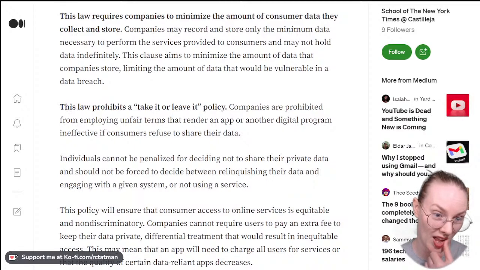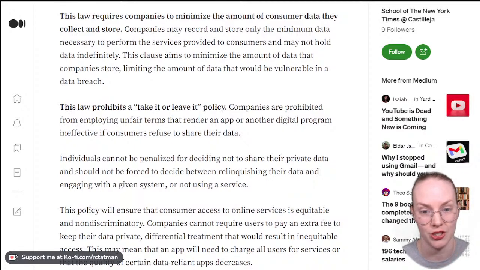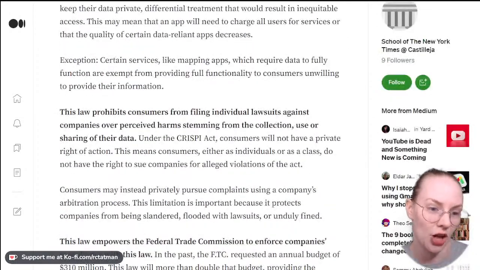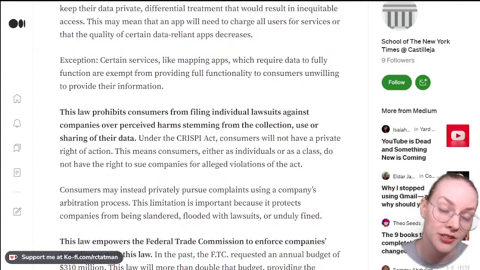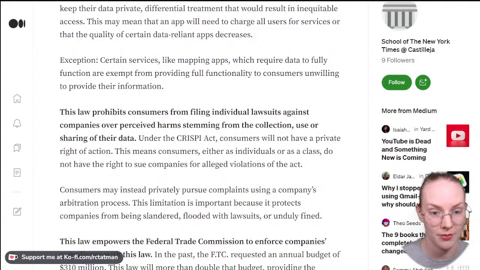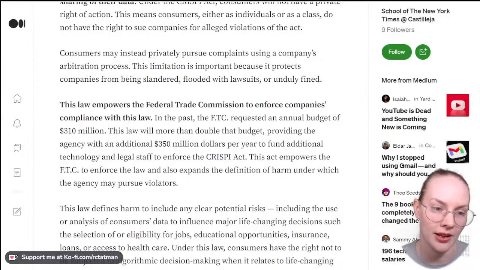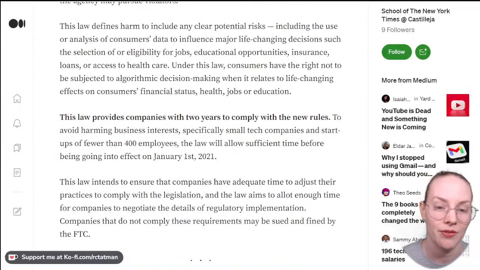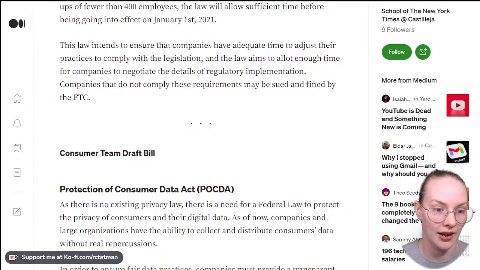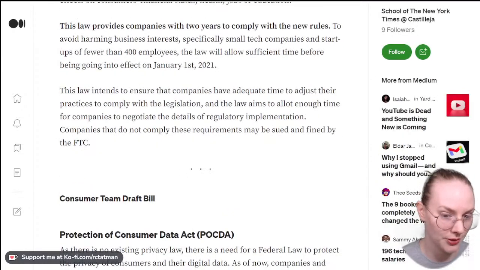Companies are prohibited from applying unfair terms that render an app or another digital program ineffective if consumers refuse to share their data. The law prohibits consumers from filing individual lawsuits against companies over perceived harm stemming from the collection, use, or sharing of their data, right? So you can only do class action lawsuits. The law empowers the Federal Trade Commission to enforce companies' compliance with the law, and it provides companies 2 years to comply with the new rules.